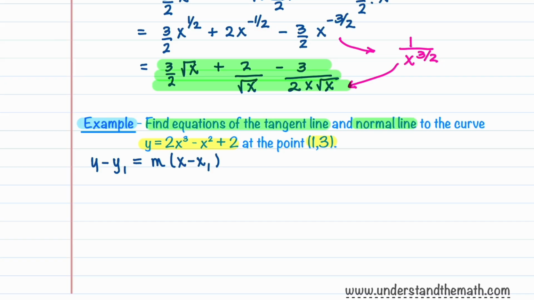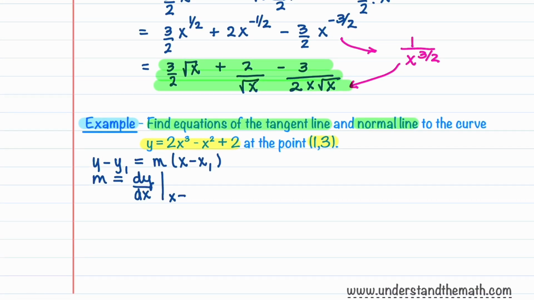The first thing that we need to do is find the slope. So the slope of our equation is the slope of the tangent line to the curve, and that is given by dy/dx. And we want to find that at the point 1, 3. So that means x is equal to 1. So I'm just going to put down x is equal to 1. So what we're doing is we're finding the derivative at the point x is equal to 1.